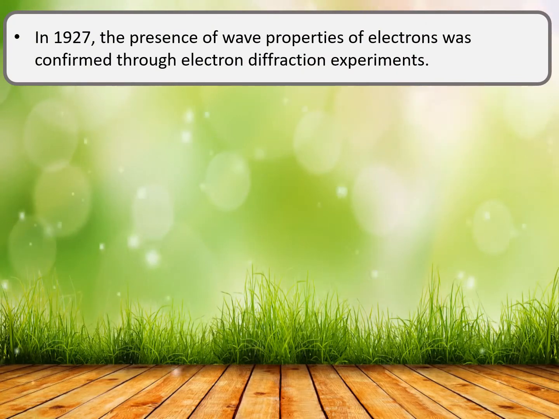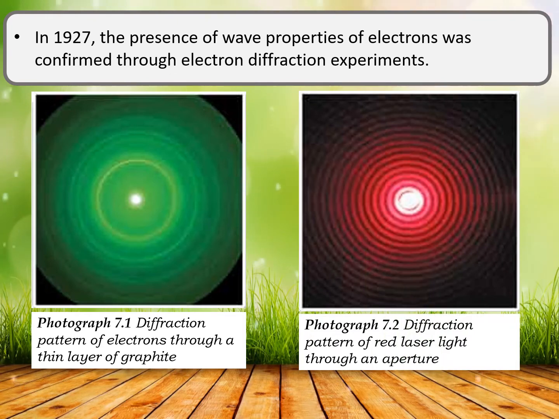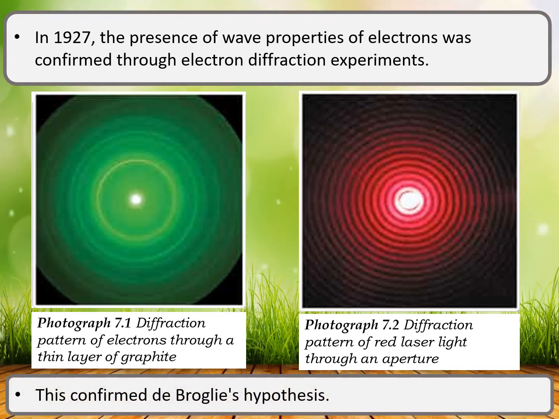In 1927, the presence of wave properties of electrons was confirmed through electron diffraction experiments. Here was the result from the experiment. Photograph 7.1 shows the diffraction pattern of electrons through a thin layer of graphite. This pattern resembles the light diffraction pattern of red laser light through an aperture as shown in photograph 7.2. So this confirms de Broglie's hypothesis.